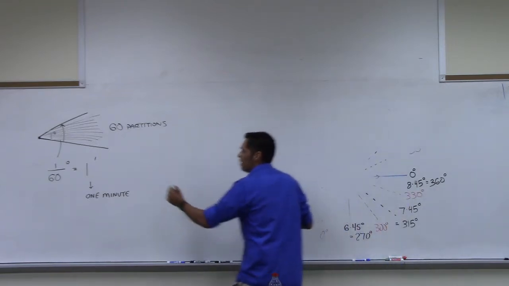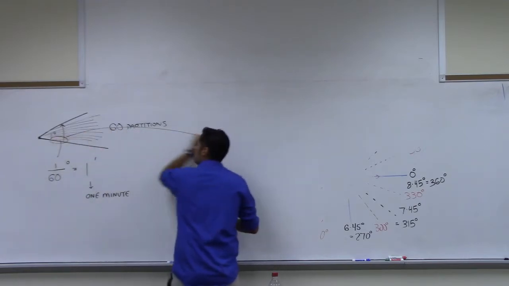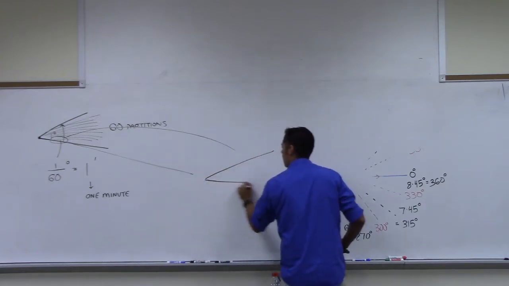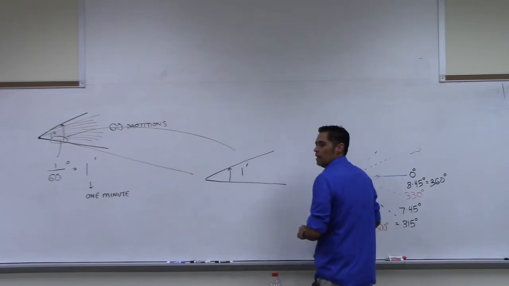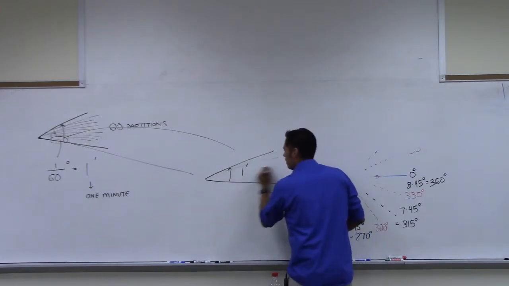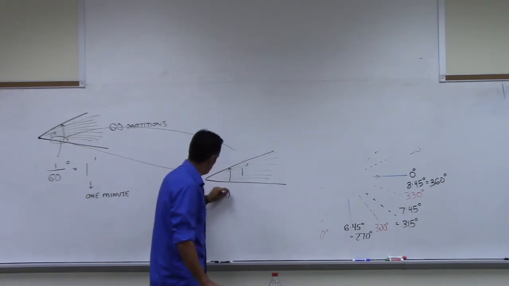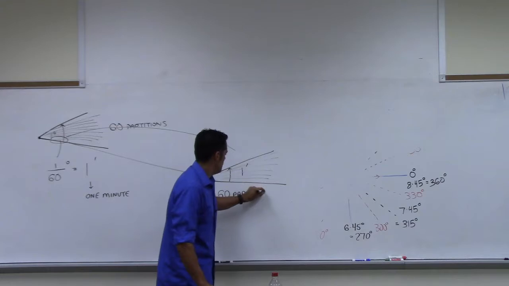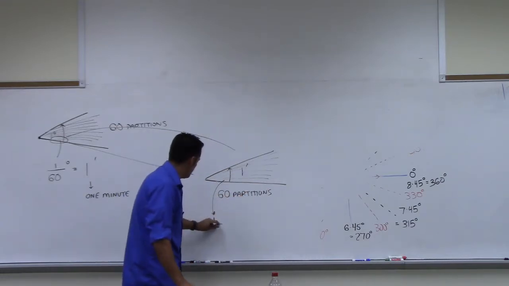Okay, so now take one of these and let's blow it up. Let's take that and zoom in on that. If we have this, and this right here is 1 minute, and then we break that up into 60 equal pieces, 60 partitions, then one of these is 1/60th of a what? 1 minute.